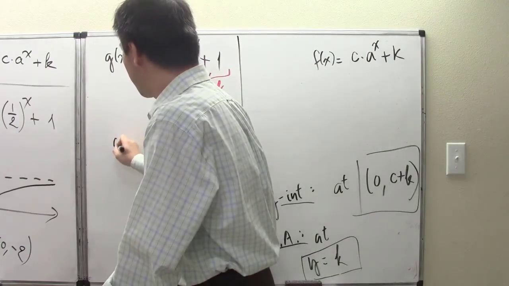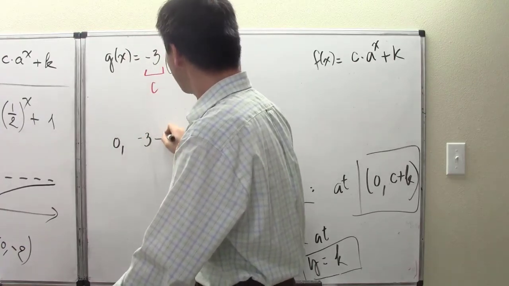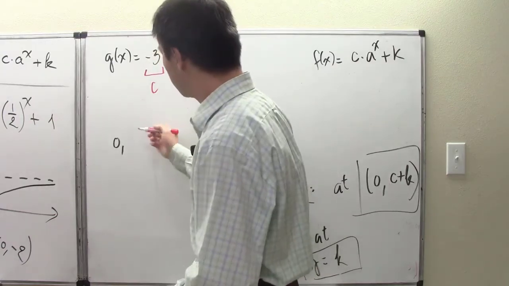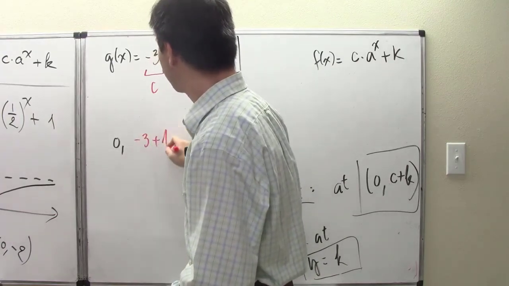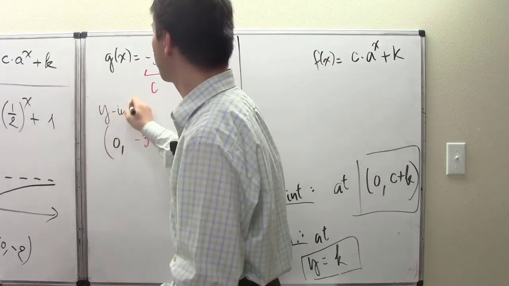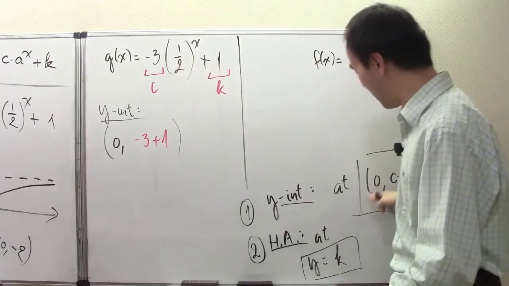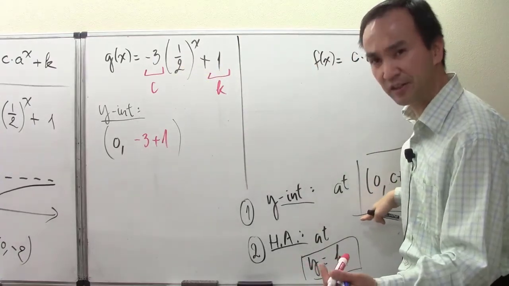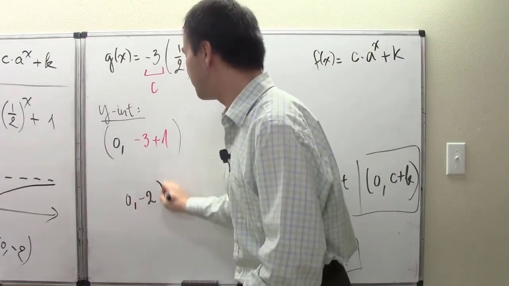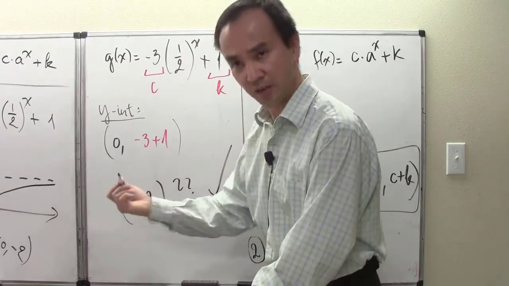0, c is negative 3 plus 1. Maybe I should even write that in red ink. Negative 3 for c plus 1. So this is the y-intercept. If we follow with that generalization we recognized earlier on the same function, are we going to end up with 0, -2? Yes, we are. And yes, we did.